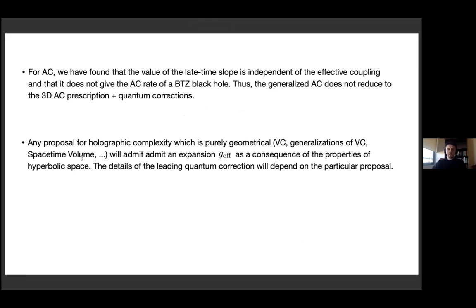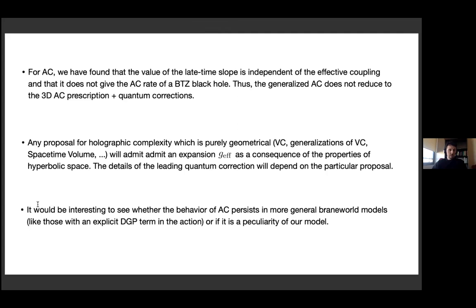More generally, in any holographic complexity proposal which has a purely geometric character, like volume complexity, possible generalizations of volume complexity, or spacetime volume, the generalized proposals, at least in our setup, will admit an expansion in the effective coupling as a consequence of the properties of hyperbolic space. So when you take this effective coupling to be very small, at leading order, these geometric quantities will be dominated by the intersection with the brane. This will give you the classical terms for these quantities, and then the quantum corrections, which are linear in this effective coupling, will come from different terms, depending on the proposal.